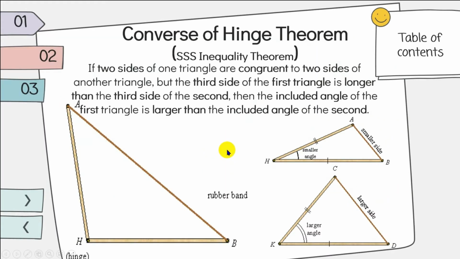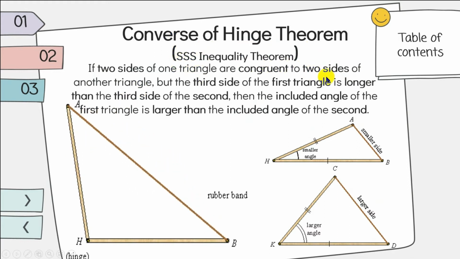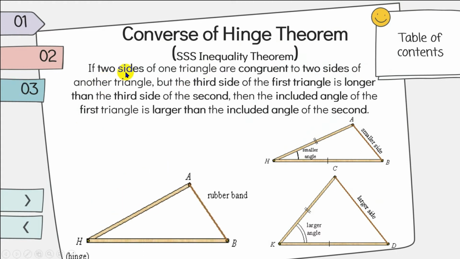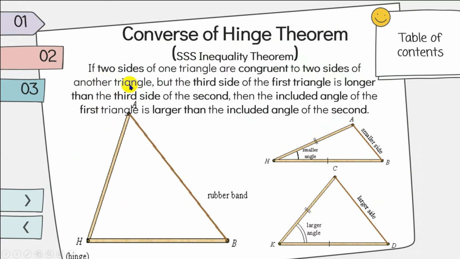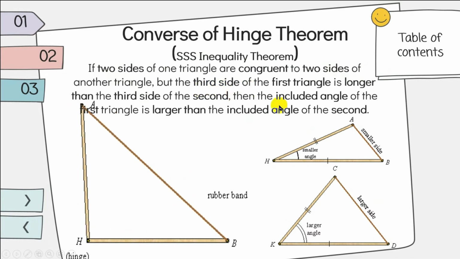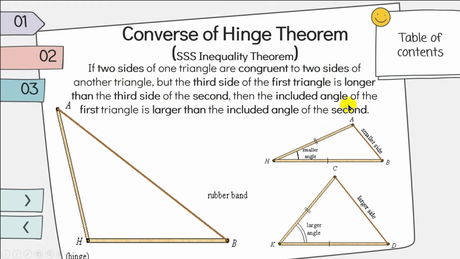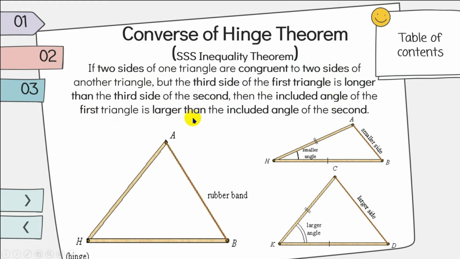So, tandaan po, the larger the angle, the longer the opposite side, and the smaller the angle, the shorter the opposite side is. For the converse of the Hinge Theorem, tinatawag naman tong SSS Inequality Theorem, kung saan kailangan din natin ng two corresponding congruent sides. And then, meron tayong third side kung saan may mas mahaba at may mas maikli. So, if the third side of the first triangle is longer than the third side of the second triangle, then the included angle of the first triangle is larger than the included angle of the second triangle.